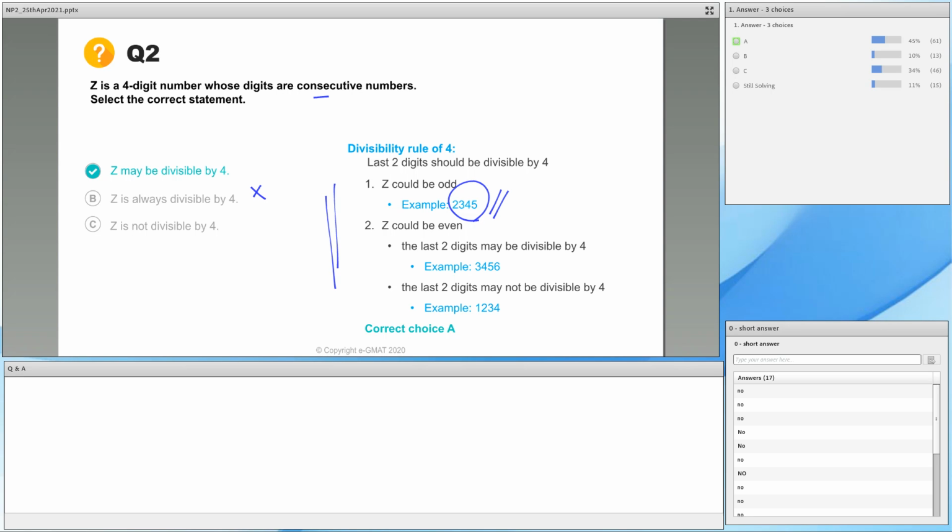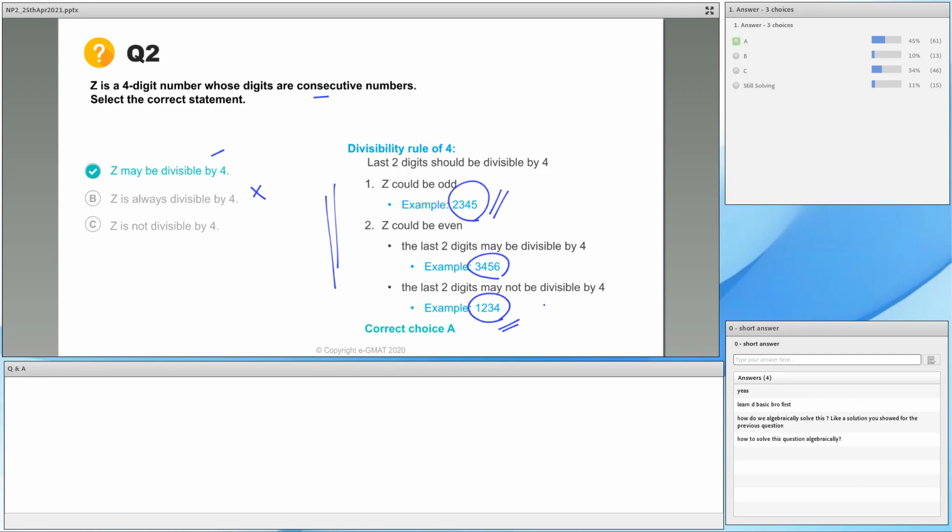Now let's look at another possibility. What about 3, 4, 5, 6? If you look at 3, 4, 5, 6, 56 is divisible by 4, right? 14 times 4. So definitely there are cases where Z is divisible by 4. So at this point, I'm okay with option A, which says Z may be divisible by 4. But is that all? What about 1, 2, 3, 4? It's not divisible by 4, right? It's an even number and it's not divisible by 4. Algebraically, you could do it, but it would be a very, very big waste of time if you do it algebraically.